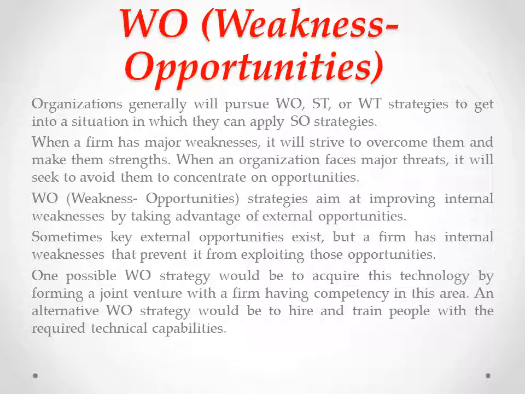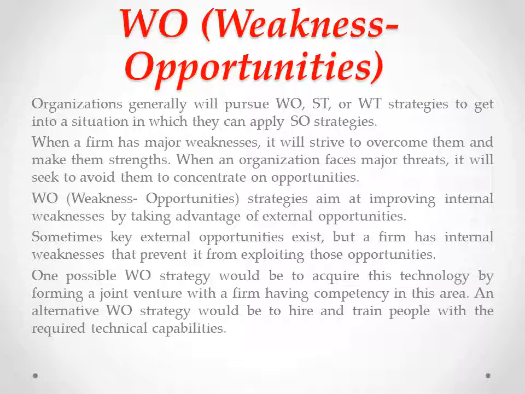Second one is WO, the weakness-opportunity strategy. It aims at improving your internal weakness by taking into account your external opportunities. Sometimes key external opportunities exist, but a firm has an internal weakness. So it will try to overcome its internal weakness and take advantage of external opportunities. One possible WO strategy would be to acquire this technology by forming a joint venture with a firm having competency in this area. An alternative WO strategy would be to hire and train people with the required technical capabilities.